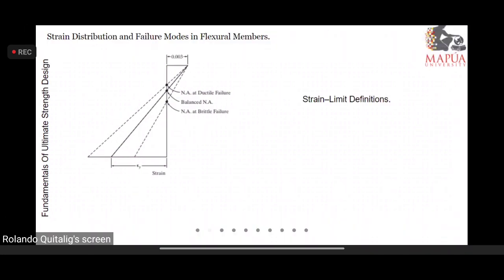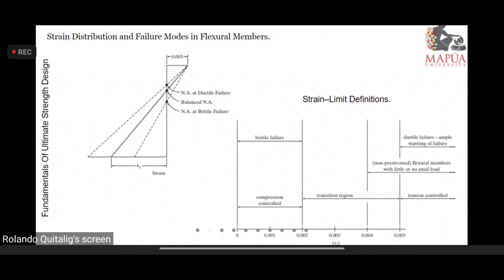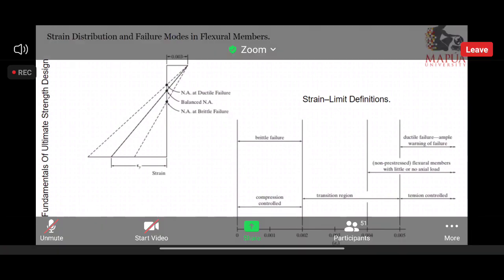So, in the strain limit definitions, we have the following compartments: compression control, the strain will be from 0 to 0.02. So that will be brittle failure. If the strain exceeds the limit, that would be tension control. The transition region entails the following magnitude or range for the strain.